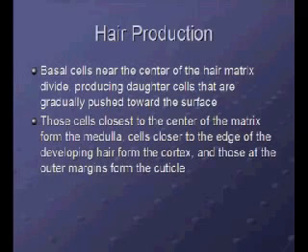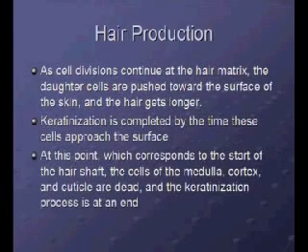Cells closer to the edge of the developing hair form the cortex, and those at the outer margin will form the cuticle. As cell division continues at the hair matrix, the daughter cells are pushed toward the surface of the skin and the hair gets longer. Keratinization is completed by the time these cells approach the surface. At this point, which corresponds to the start of the hair shaft, the cells of the medulla, cortex, and cuticle are dead, and the keratinization process is at an end.